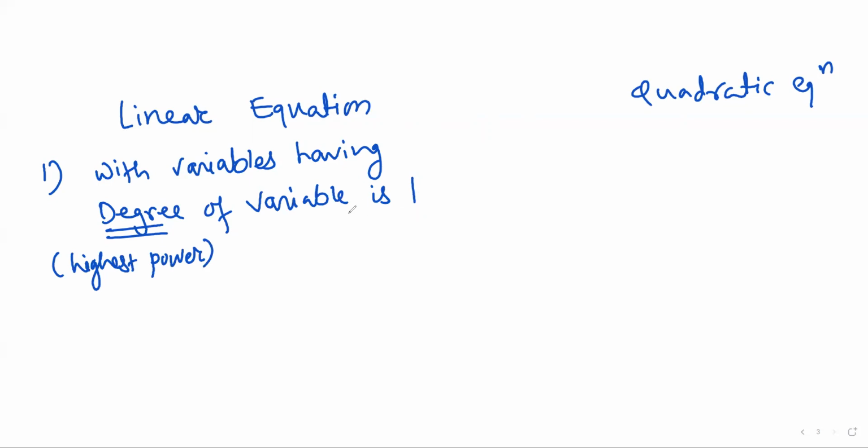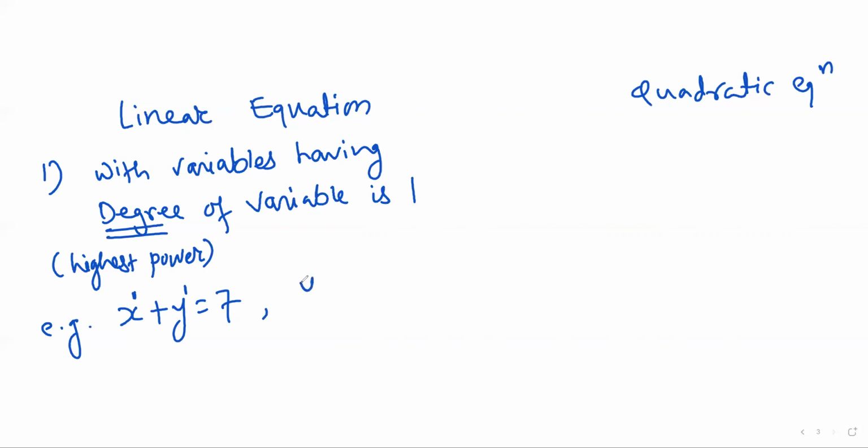Now, consider an example. x plus y equal to 7. Right? Here, the highest power of x is 1. The highest power of y is 1. Right? Therefore, the degree of this variable is 1. Therefore, this equation is called as linear equation. Right? x plus y equal to 7 is linear equation. And this is linear equation in two variables, as there are two different variables used.